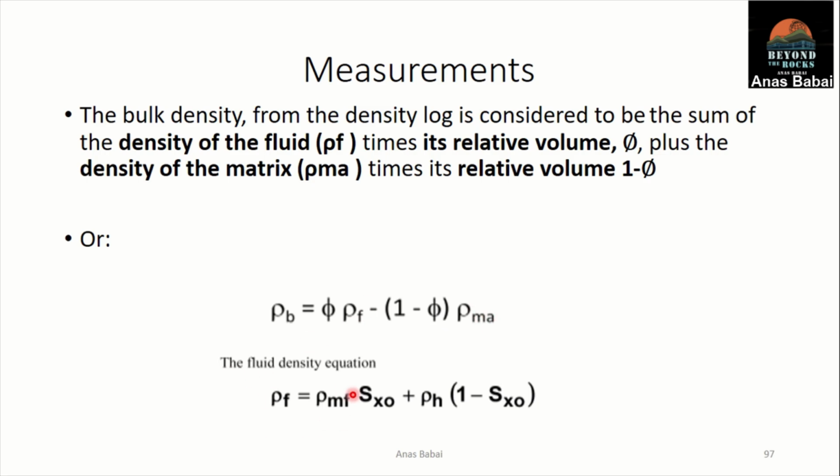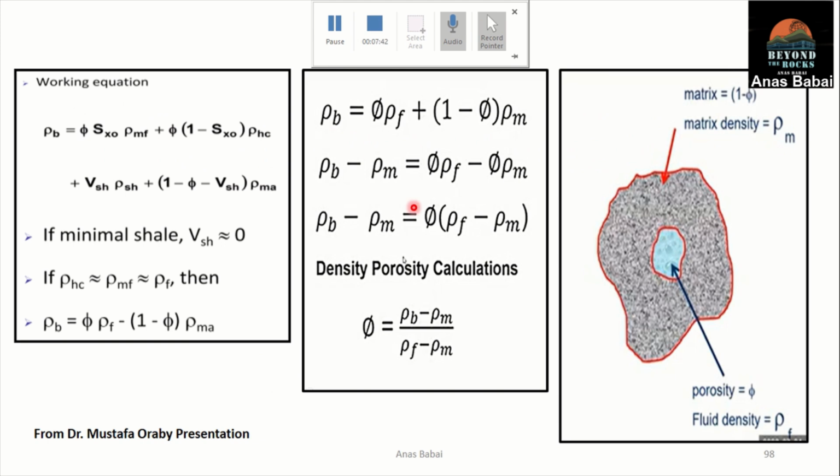And the fluid we have is either the hydrocarbon or the mud filtrate, and because the mud filtrate will occupy the invaded zone, in order to find the density of the fluid, we multiply the density of mud filtrate by the saturation of the invaded zone, plus the hydrocarbon density multiplied by 1 minus the saturation of the invaded zone, which gives us the hydrocarbon saturation in this case. Now this diagram will help us to better understand this formula, which is the main formula for bulk density.